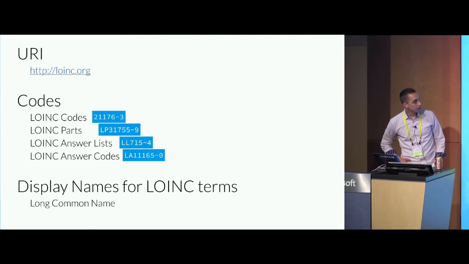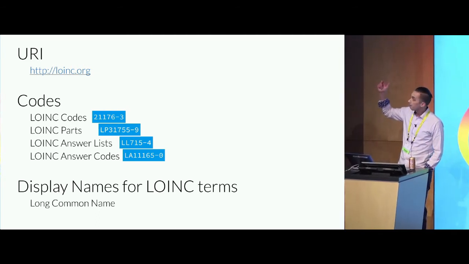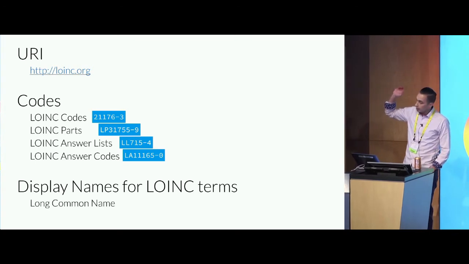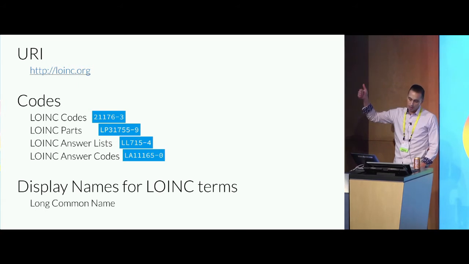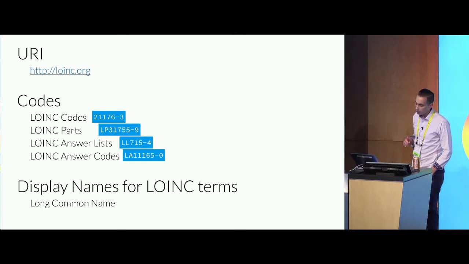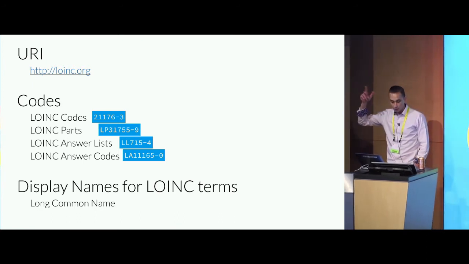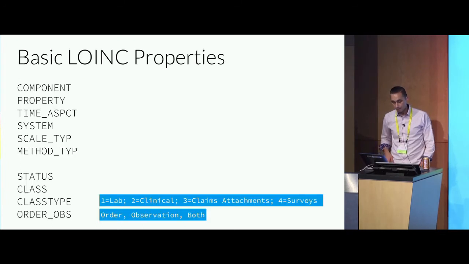Briefly, when you're using LOINC codes, use the URI http://loinc.org, and inside that code system are a couple different kinds of codes. There are the main LOINC terms, the parts that I mentioned that make up those attribute values, and codes that represent answer lists or collections of individual answers, which are labeled with LA codes. For the LOINC terms, the display names that we use are the long common name.